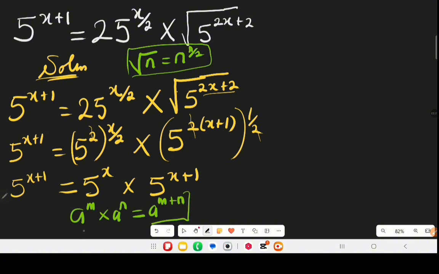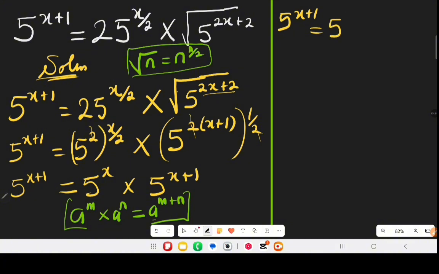If we apply this here, we have 5 raised to the power of x plus 1 equal to 5. We pick one of the bases, which is 5, raised to the power of x plus, we add the powers, x plus 1. Then we compare both sides. If we compare both sides, we cancel the base 5, left with x plus 1 equal to 2x plus 1. When we add x plus x gives us 2x.